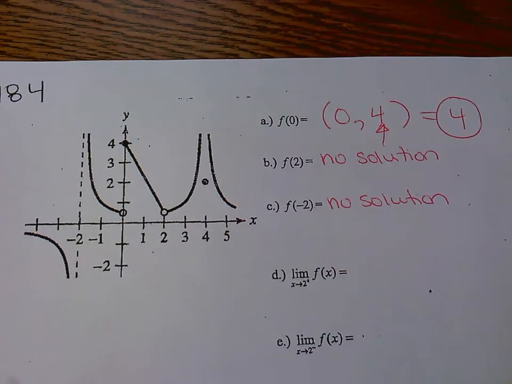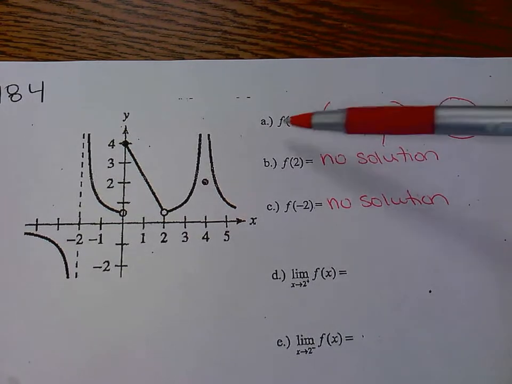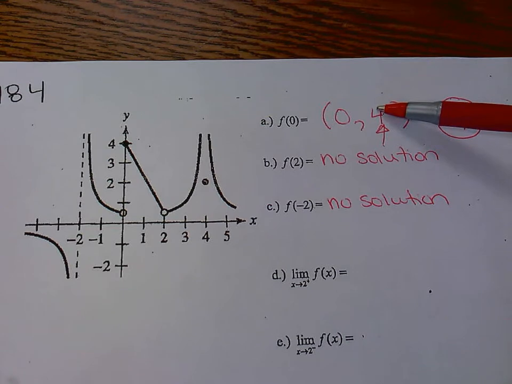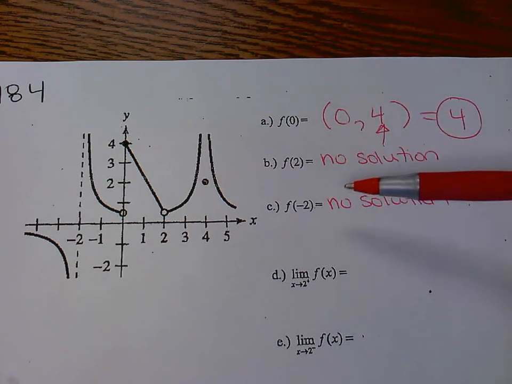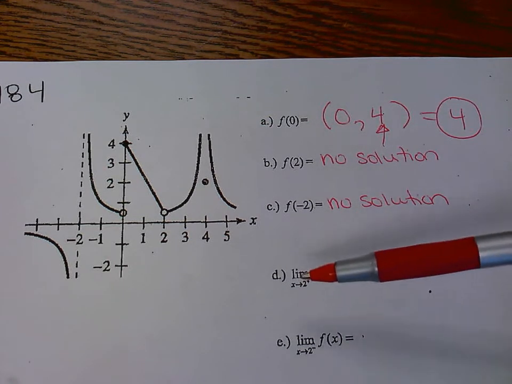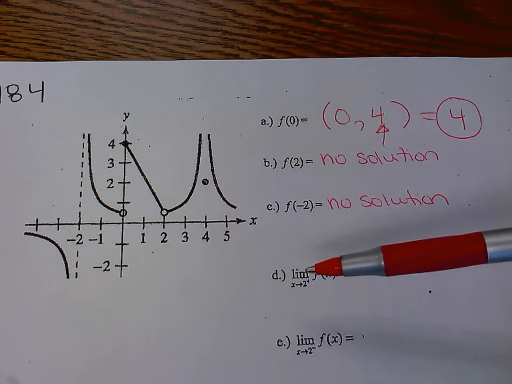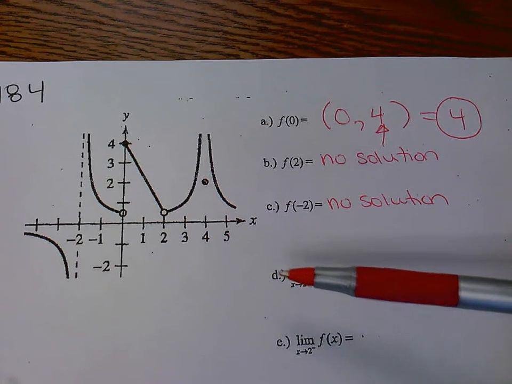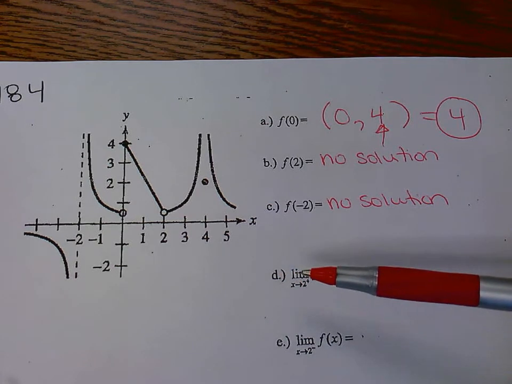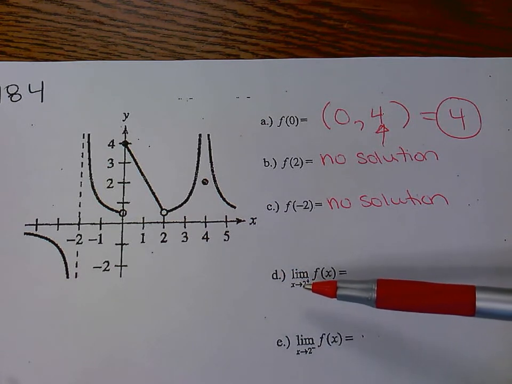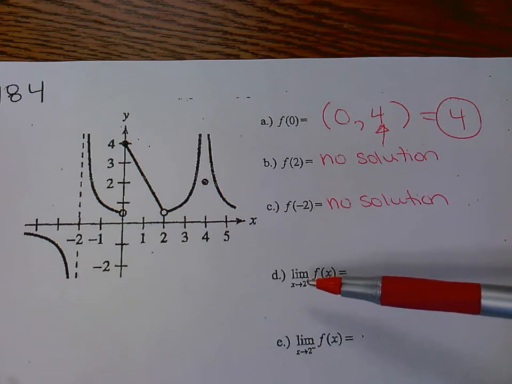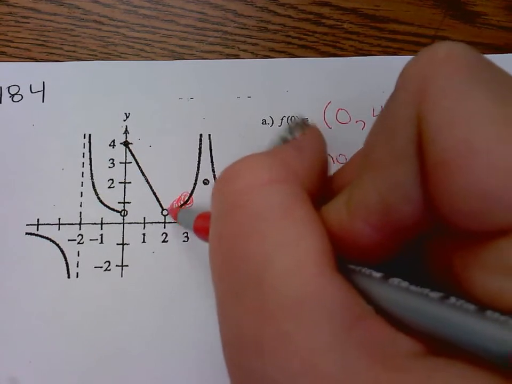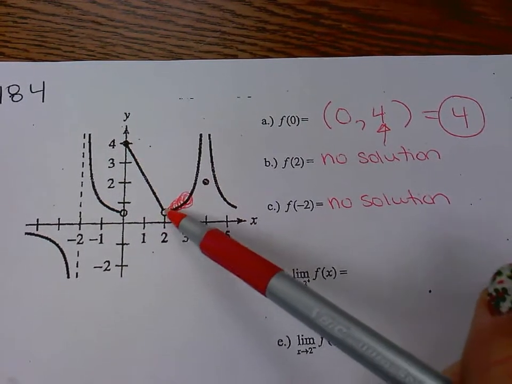So I just want to compare. This is f of a number. You find the x value, you look at the graph and it tells you the y value. That's different than what we're going to do below. So a limit is still a y value, but it's what is the graph approaching. So when I do part D, what is the graph approaching as x approaches 2 from the right side? So here's 2, right? What is this graph approaching as I get closer to that value?